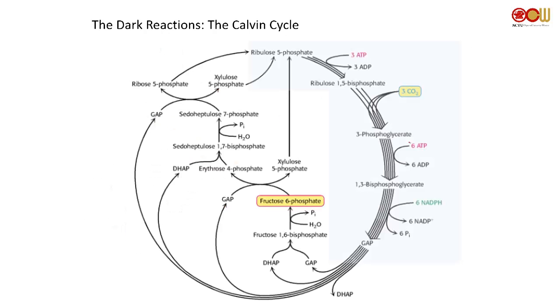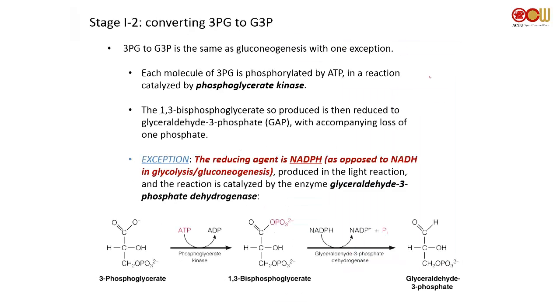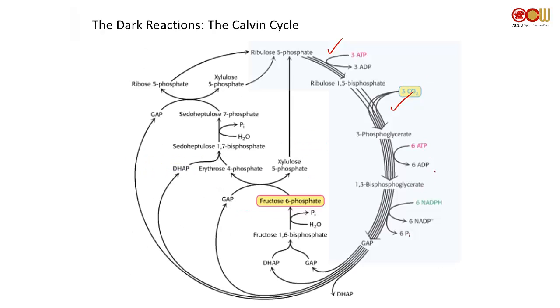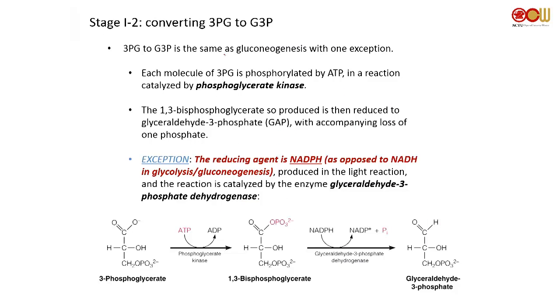All right. So we talked about this one, we talked about this one, and we are very briefly going to talk about these two. I mean, it's the same as gluconeogenesis, with one exception. The only exception is that it's using NADPH. Remember, gluconeogenesis is the reverse of glycolysis. Glycolysis generates NADH, so gluconeogenesis probably uses NADH. But in this case, we're using NADPH. And what's the reason for that?